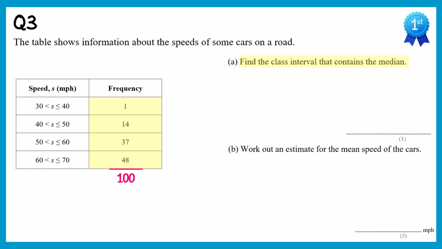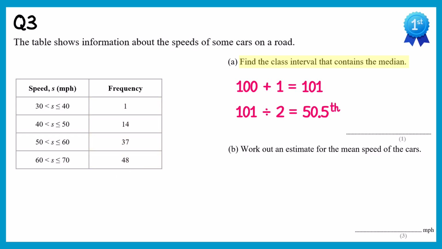The median is the middle number when the numbers are in order. So if there are 100 cars, we can add 1 to 100 to get 101, and then divide this by 2 to get 50.5. This tells us that the car that's in the middle is the 50.5th one. Now that might sound weird because you can't have a 50.5th car, but we're still going to use that as though it's true in this question.